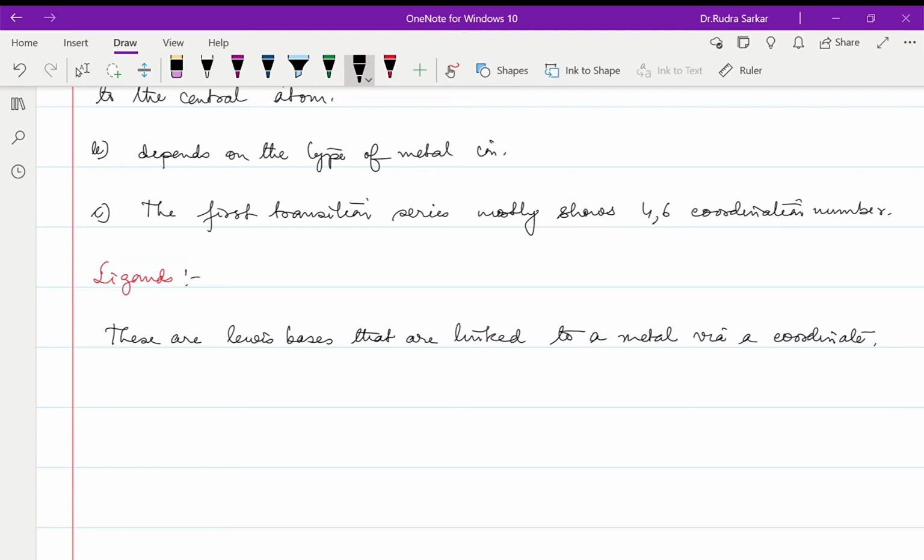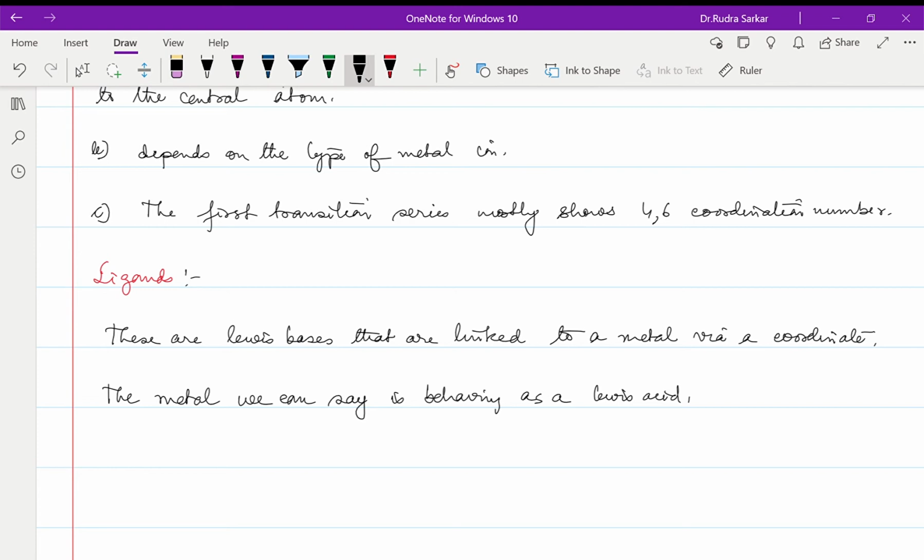So what we can say about the metal? The metal now we can say is behaving as a Lewis acid, isn't it? If somebody is giving its lone pair to someone, then obviously that particular species is accepting electrons. So that's why we can say the metal is always a Lewis acid and the donor atoms are always the Lewis base. Okay.